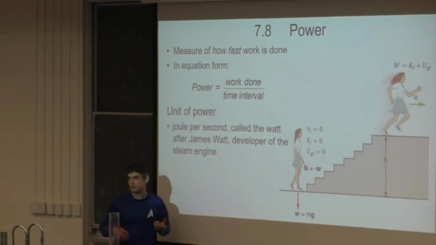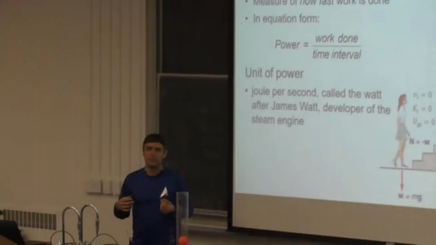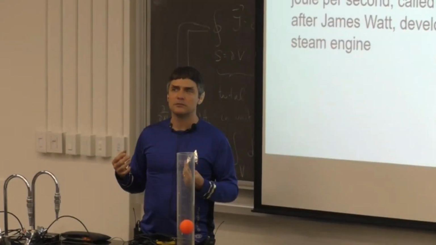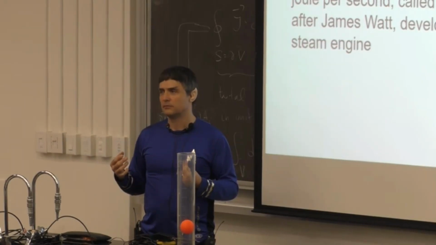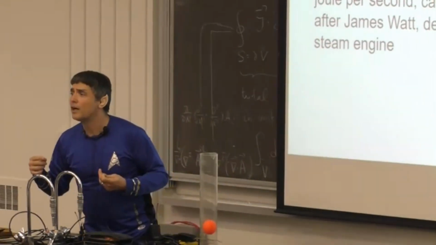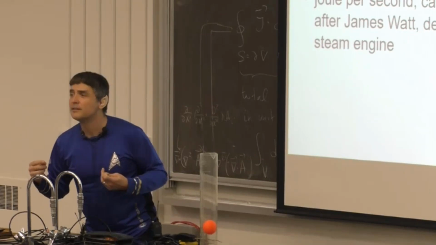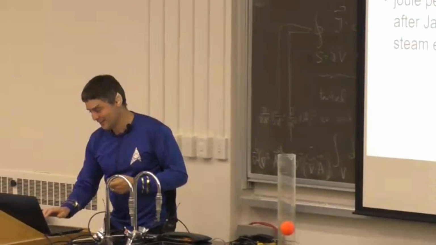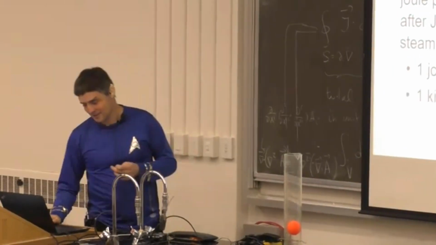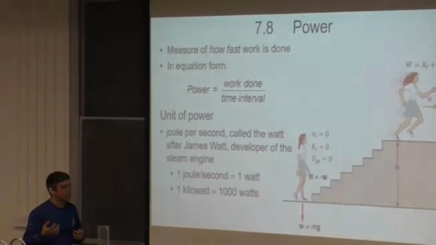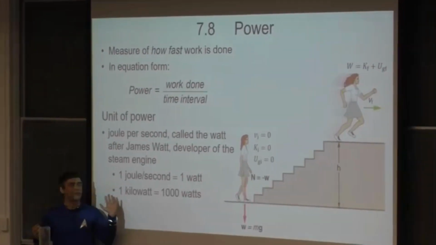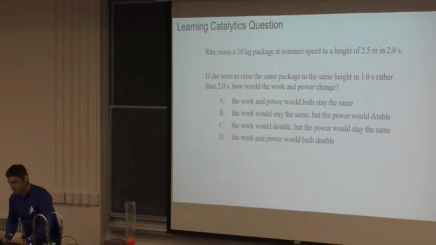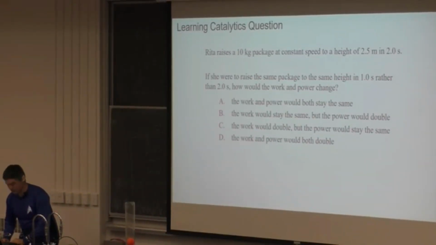So can anyone tell me what the unit is for power? What's it called? All right, okay. I'm just messing with you. Okay, and so 1 joule per second is a watt, and if you have 1,000 watts, it's a kilowatt. And so you hear about kilowatts a lot.